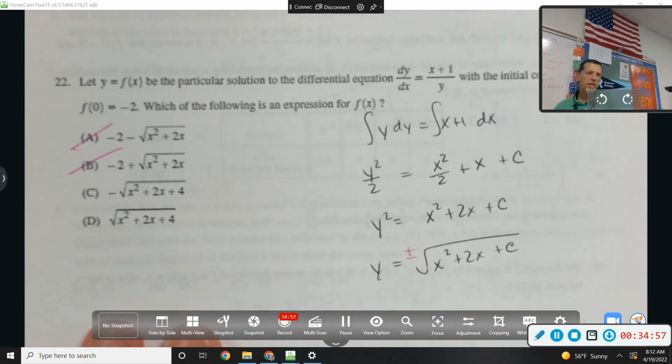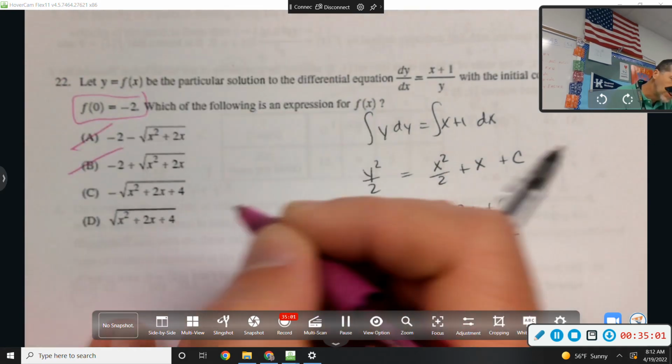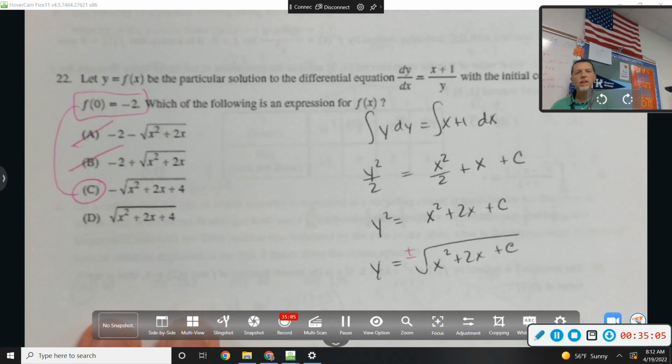If we plug in 0, we get -2, and the only way that's going to happen is with answer choice C. So I didn't really work this the full, correct, formal way. I used my answer choices to skip around a little bit.